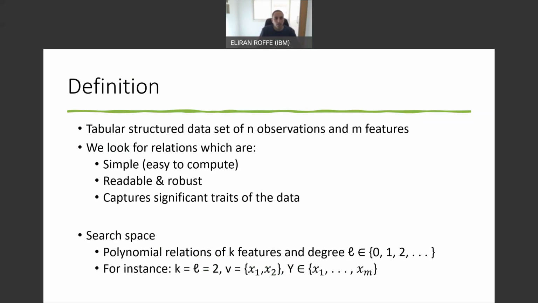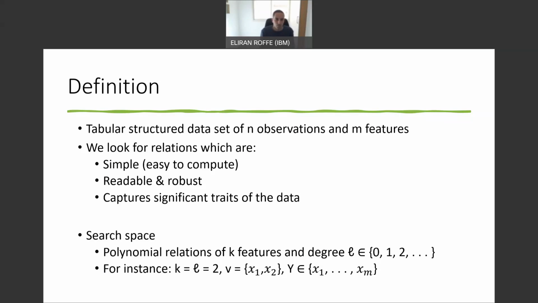And we try to look for relations which are simple because I want it to be easy to compute. I don't want it to take weeks or months because it won't be really relevant anymore. I want it to be readable, so a client can look at a relation and understand what the relation is and what it means. It should also be robust, because I don't want small changes to force changes in my whole system. It should also be relations that well represent the data, meaning they capture some significant traits of the data.